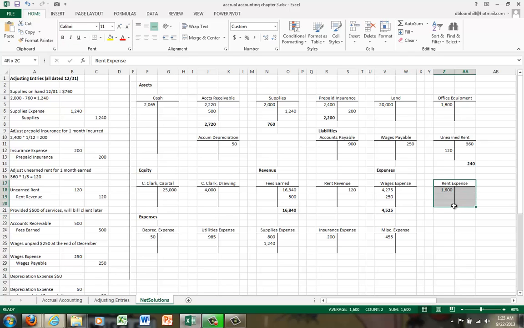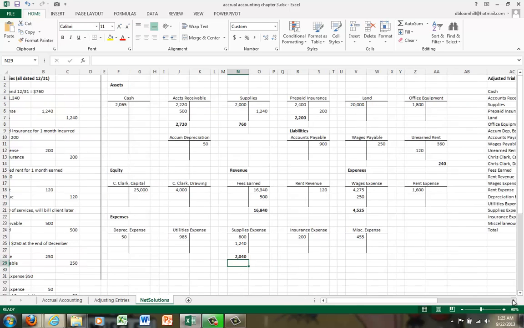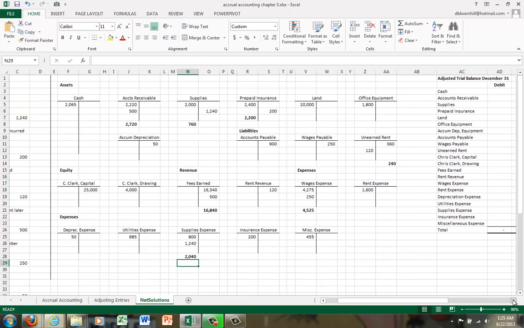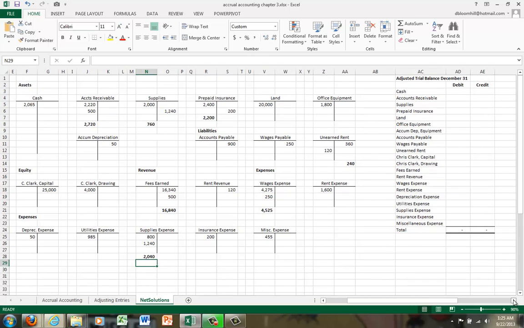Rent expense, $1,600 on the debit. Depreciation expense, $50 on the debit. Utilities expense, $985. Supplies expense, $800 debit plus $1,240 debit. They're going to add to each other for $2,040 on the debit side. Then we have insurance expense and miscellaneous expense. The final step now is to prepare an adjusted trial balance.